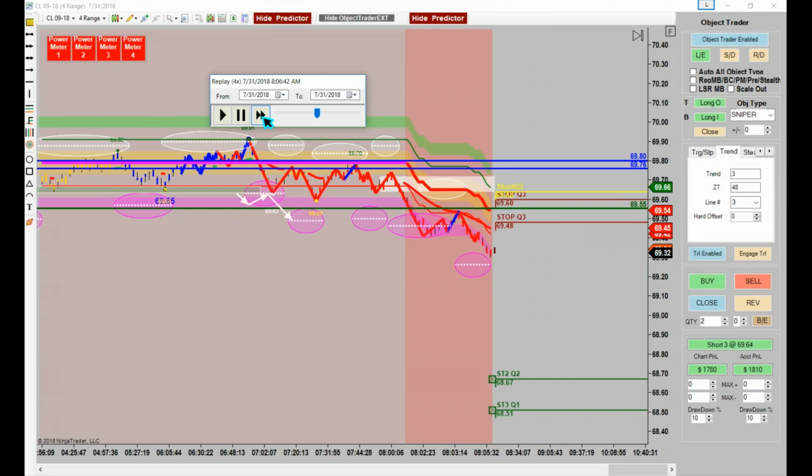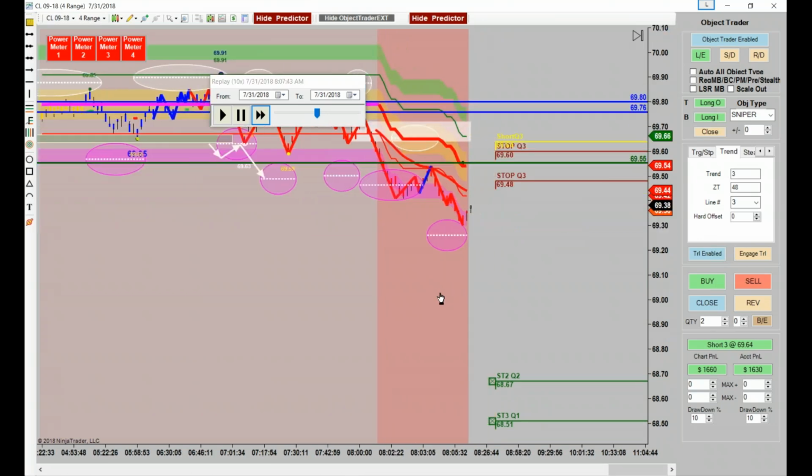Now remember this trade, we actually watched this happening in real time. And could you stick with a trade like this? And the answer is yes. By the way, you could also use stealth. See, stealth is also a stop.